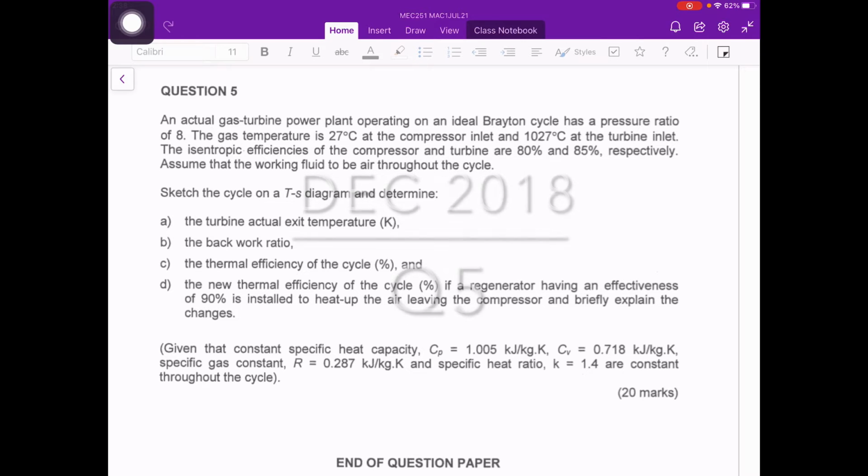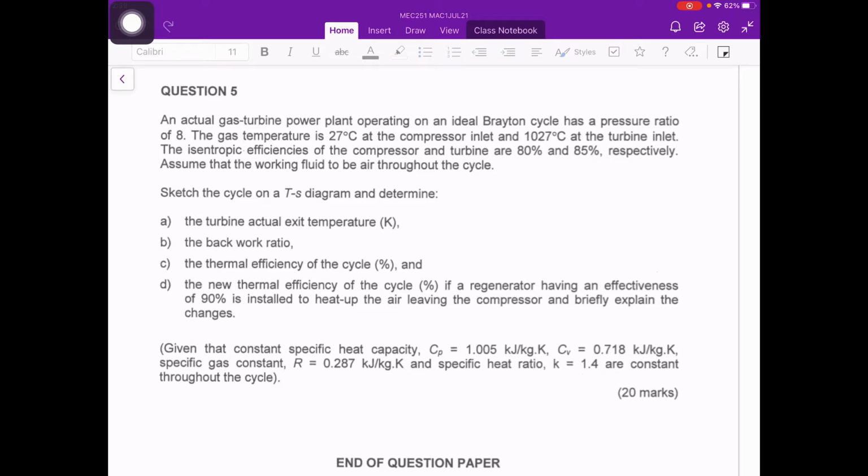December 2018. Question number 5. The question states that an actual gas turbine power plant operating on an ideal Brayton cycle has a pressure ratio of 8. The gas temperature is 27 degrees Celsius at the compressor inlet and 1027 degrees Celsius at the turbine inlet. The isentropic efficiencies of the compressor and turbine are 80% and 85% respectively.